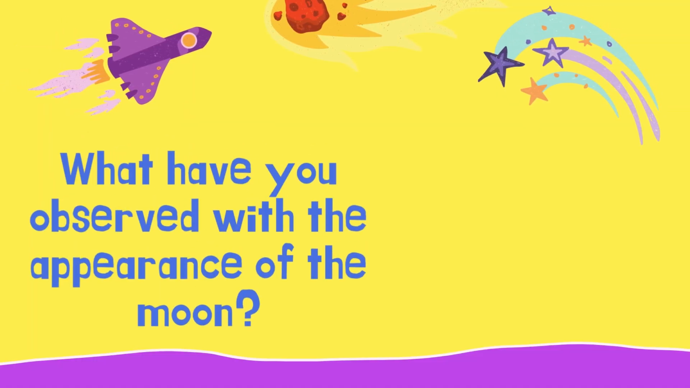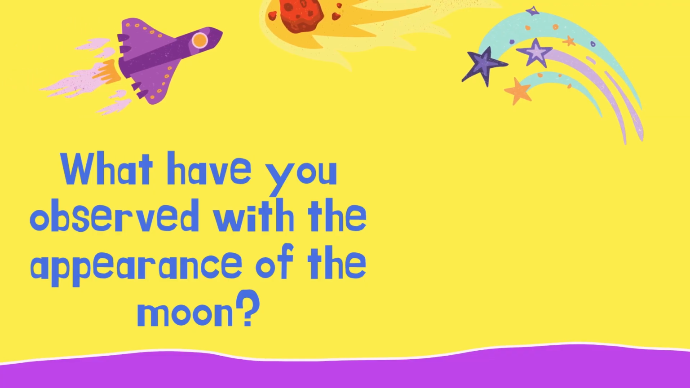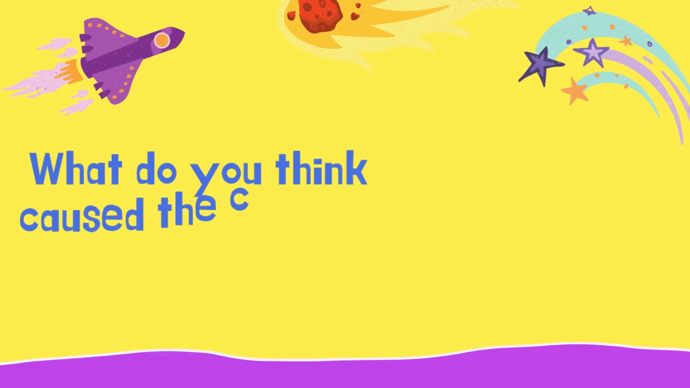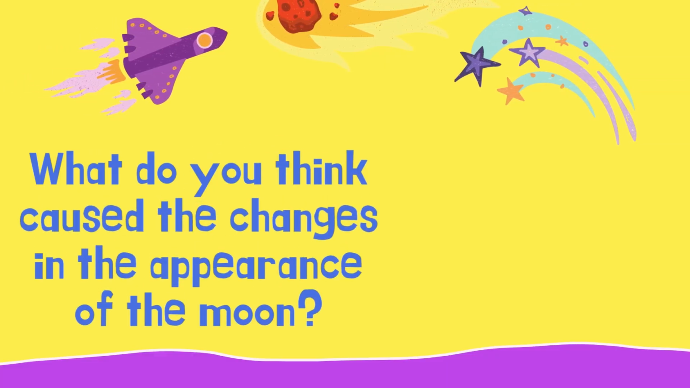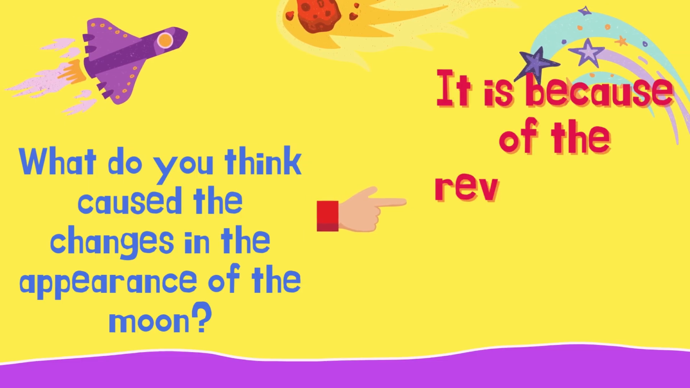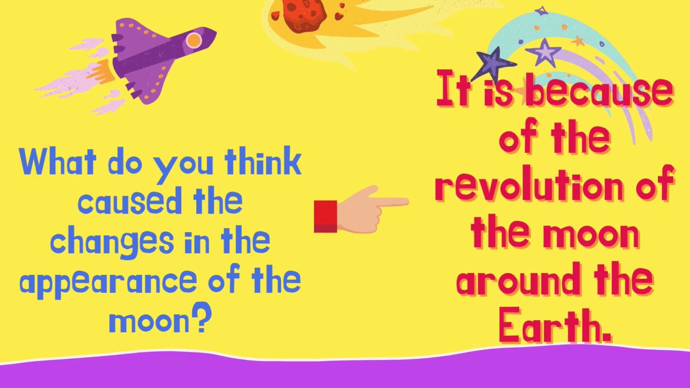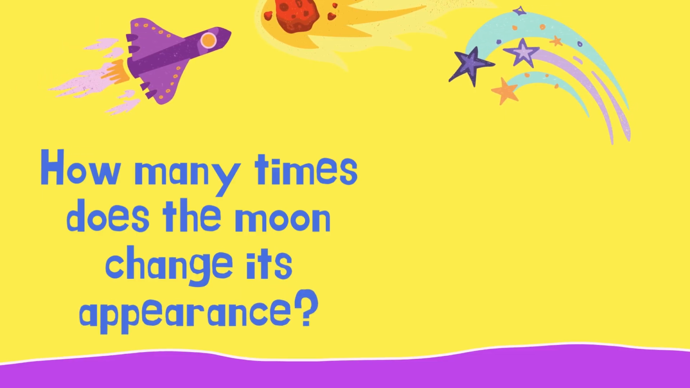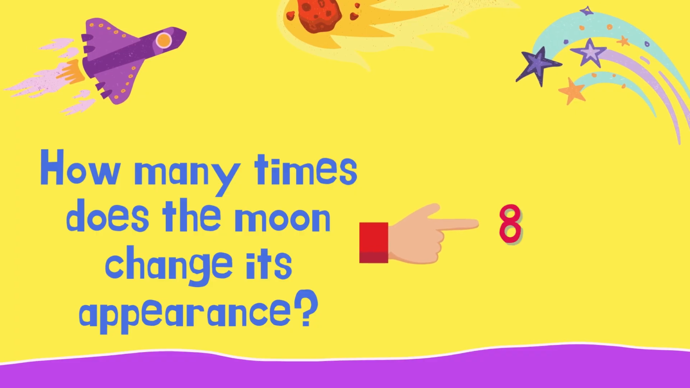Did you enjoy watching the video? Yes! Great! Now let's answer some of the questions based on the video. What have you observed with the appearance of the moon in the video? Correct. The moon changes its appearance from time to time. What do you think caused the changes in the appearance of the moon? Yes, it is because of the revolution of the moon around the Earth. How many times does the moon change its appearance? Yes, the moon changes its appearance 8 times.